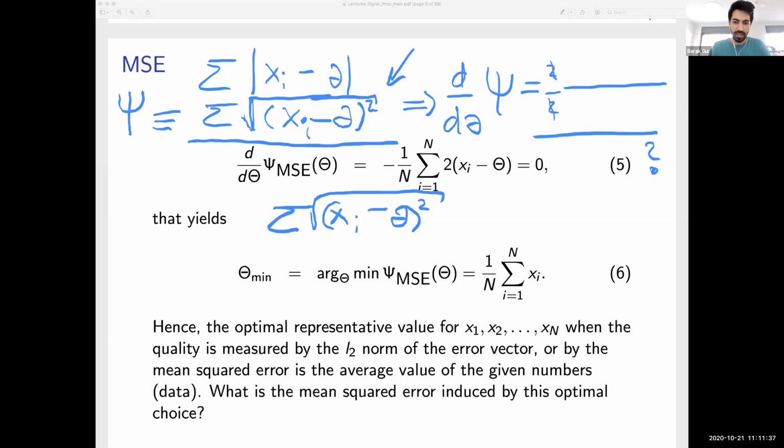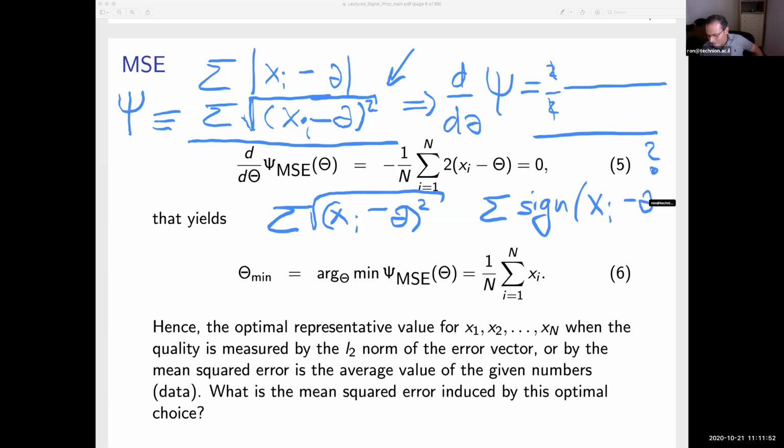Is it the sum of the signs of the...? Thank you, Barak. So what Barak is saying is this is the sum of the sine of xi minus theta. Okay, this is what you meant? Yeah. And sorry, let me just tell my other TA that took over my iPad that I cannot answer right now.